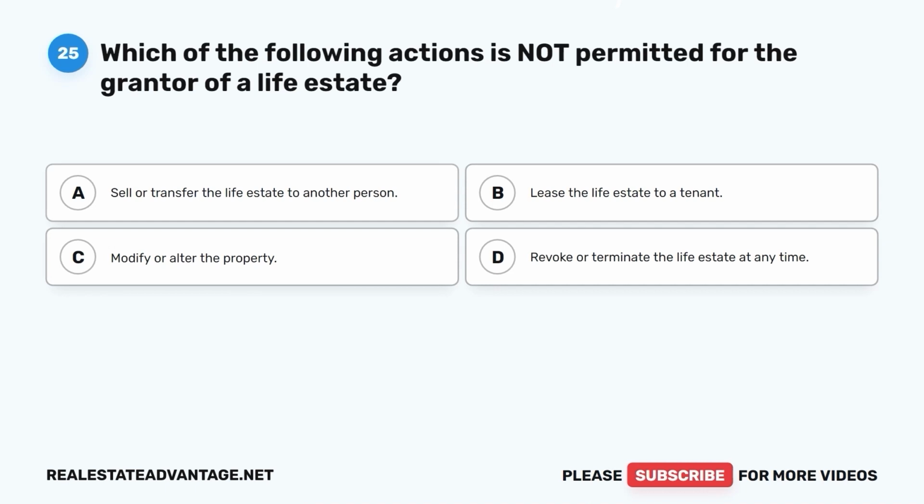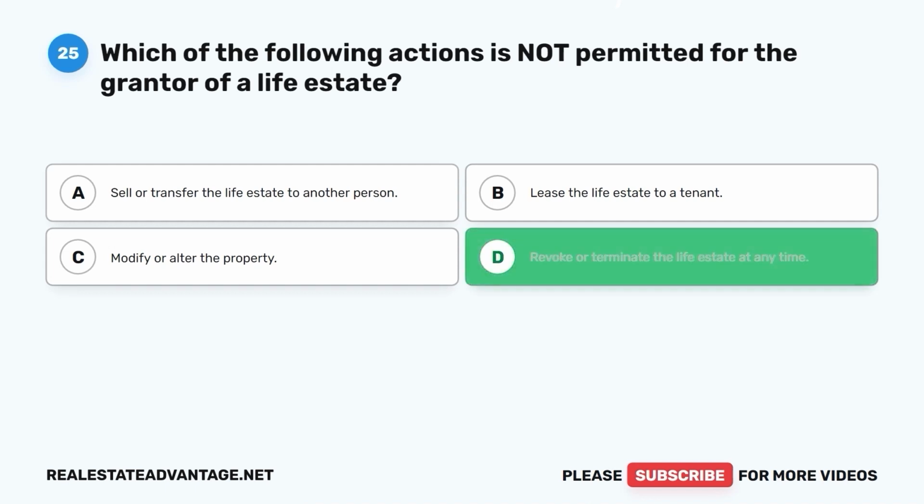Question 25. Which of the following actions is not permitted for the grantor of a life estate? A. Sell or transfer the life estate to another person. B. Lease the life estate to a tenant. C. Modify or alter the property. D. Revoke or terminate the life estate at any time. The correct answer is D. Revoke or terminate the life estate at any time.